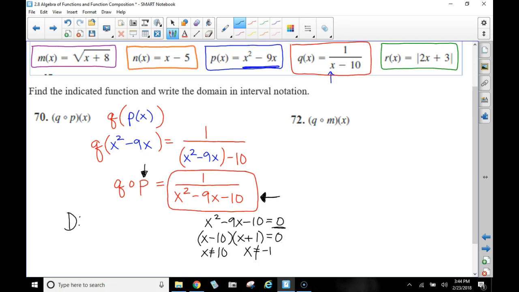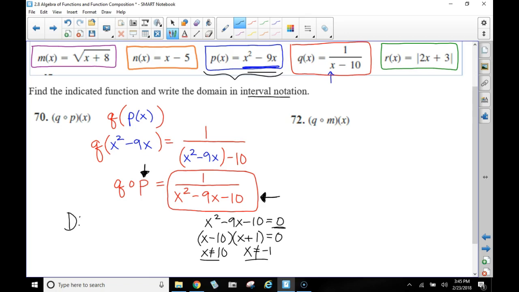Now, for the next thing to consider on the domain of a composition function is what is the domain of the inner function. In this case, it is P of x. Since P of x is equal to x squared minus 9x, and that will give us no values of x that will yield 0 in the denominator or negative under a square root, its domain is all reals, so really all we have to do is exclude negative 1 and positive 10.